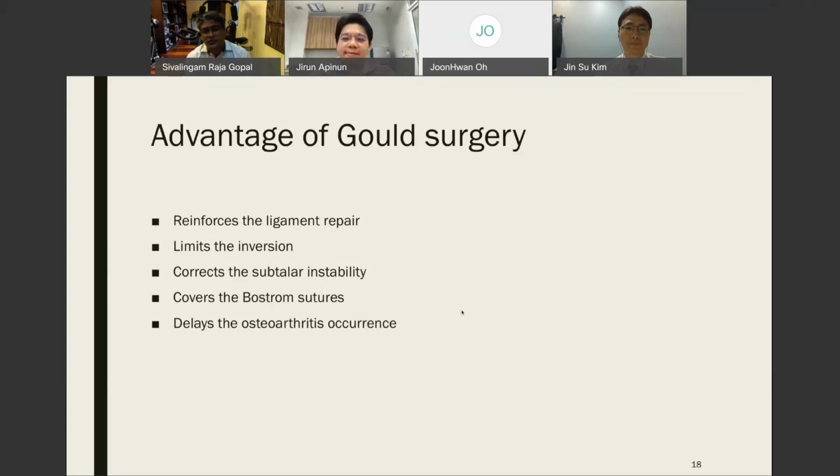The old Bostrom repair, before there were anchor sutures, used about 4 to 5 sutures to the bone and stitching it up. There were at least 4 to 5 sutures repairing the retinaculum to the ligament. Now with the development of anchor sutures, I think those sutures don't come much into play. Then it also reduces the chances of osteoarthritis.